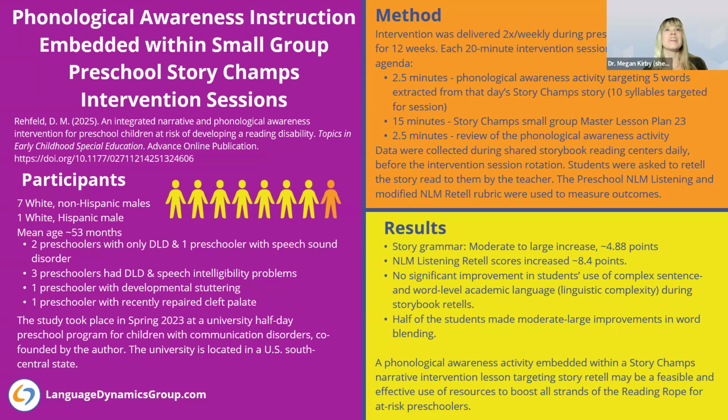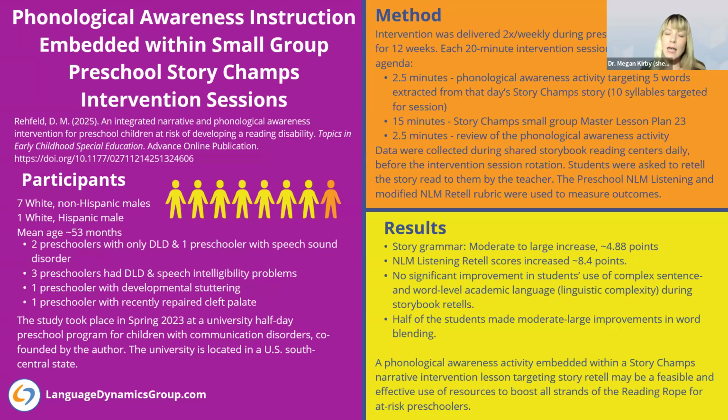And students increased, which is crazy. This is great. There were only 2 sessions a week for 12 weeks. So 3 months, twice a week. That's it. In a small group, so it wasn't even 1-to-1. And students' retell scores and inclusion of story grammar increased by almost 5 points, which is a lot for 4-year-olds, right? The mean age was 53 months.